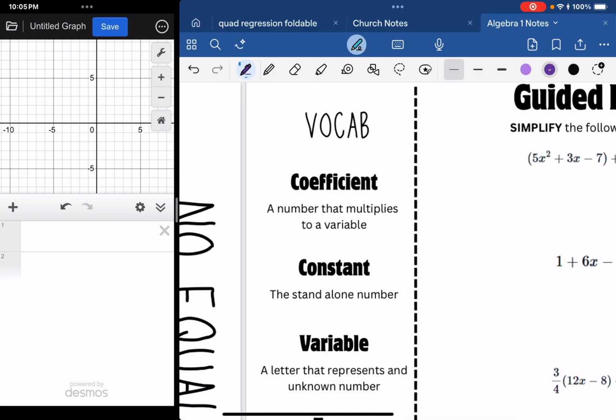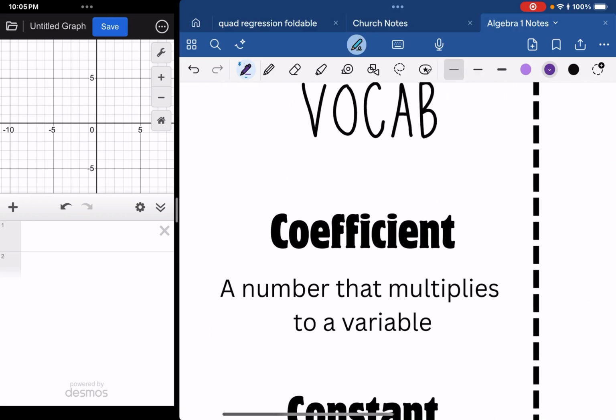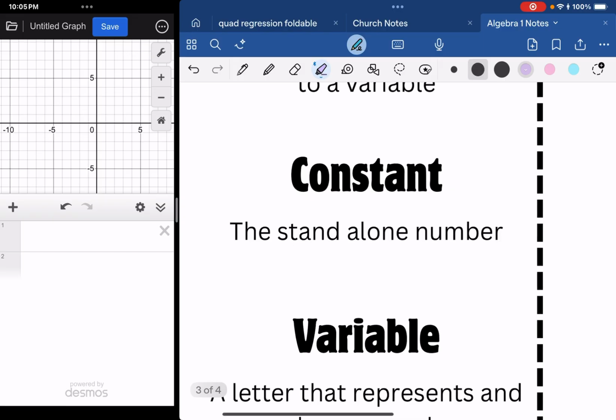Some vocab words we need to go over. So a coefficient is a number that multiplies to a variable. So in that case, it is like the 4x, or if you wanted to say like 2x squared. Okay, so the 2 is the coefficient. Okay, and then the 4 over here is the coefficient there. Okay, it's the number in front. It's the big number in front. A constant is a standalone number. So meaning it is just like if I had 2x plus 4, the constant is the positive 4.